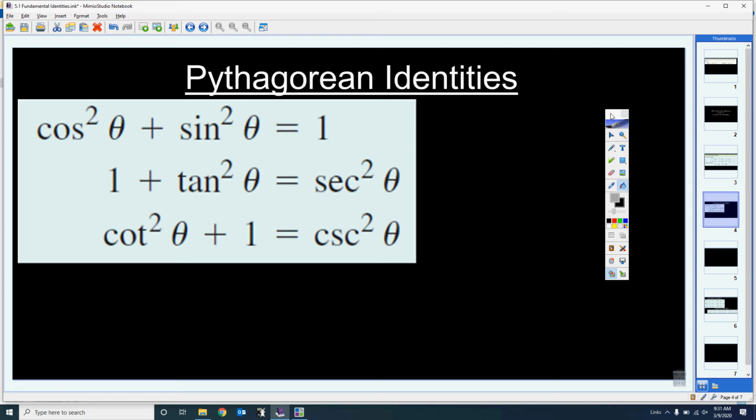Know that your Pythagorean identities ultimately come from the Pythagorean theorem. So cosine squared plus sine squared equals 1. Well, if I do a triangle on my unit circle, cosine is my x, my sine is my y, and then 1 is our hypotenuse because it's the radius of our unit circle. So this is just a squared plus b squared equals c squared, and then the other two are just derivations from that.